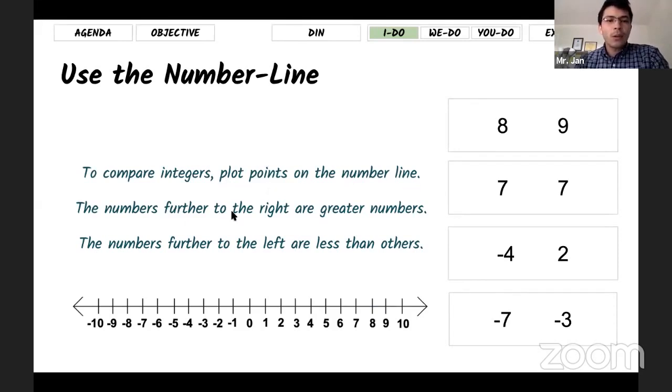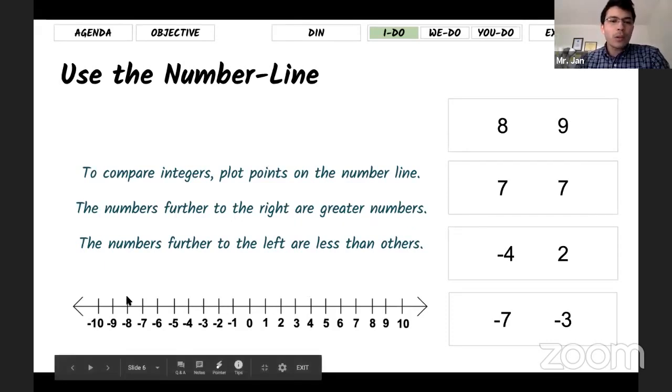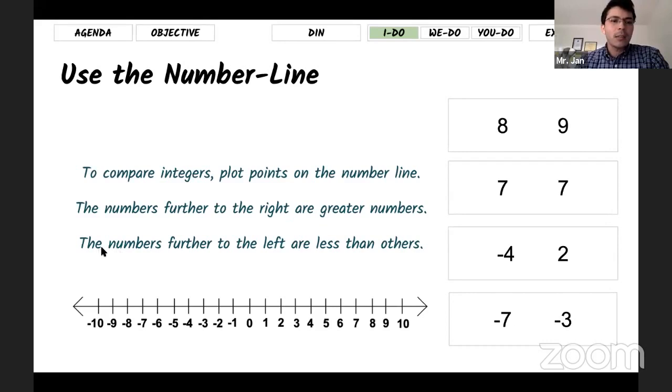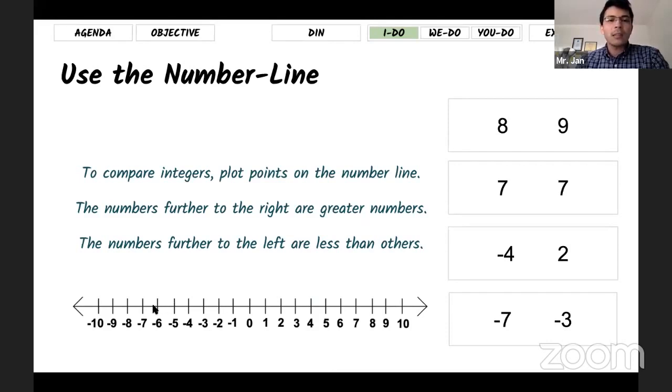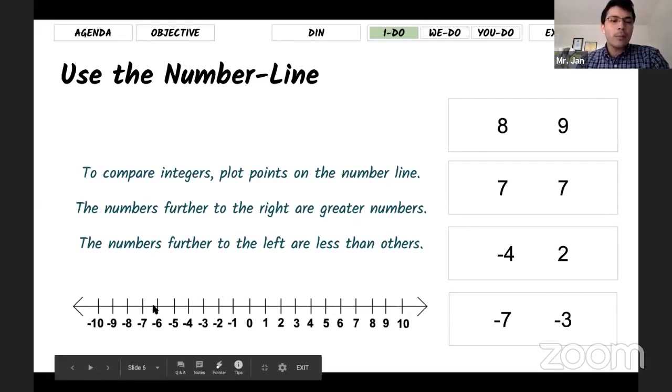And the number further to the right is the greater number. So when you plot two numbers on the number line, it doesn't matter which two points, whatever point you see on the right side will always be the greater one. This is what I mean in the second bullet. And the last one is the numbers further to the left are less than the others. So if you put multiple numbers on the number line, the one all the way on the left will tell you that this is the least number compared to the others. Okay, this is how you compare numbers on the number line.